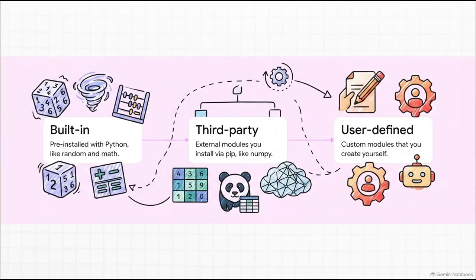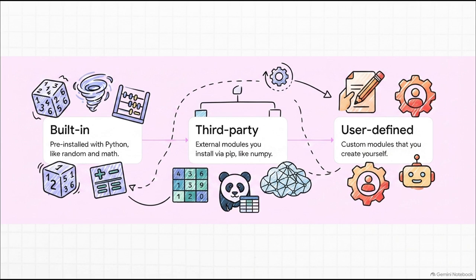Section 3. Three types of modules: built-in, third-party, and user-defined. There are three main categories you really need to know to scale up your work. First up, built-in modules. These come pre-installed with Python. Take the random module, for instance. It lets you generate a random integer between 1 and 10,000 in a fraction of a second. And the best part? We don't have to write any of the complex underlying math to do it.